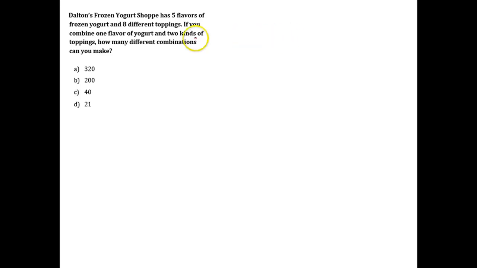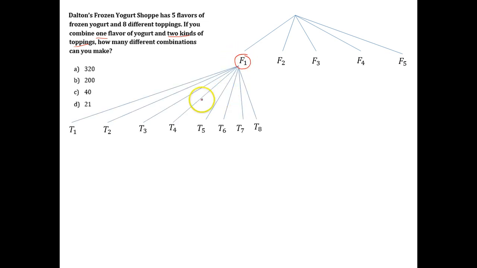So if a yogurt shop has 5 flavors of yogurt and 8 different toppings, and we're going to combine one flavor and 2 toppings, how many different combinations can we make? So here's the representation of the 5 flavors. So there's 5 choices so far. Then for each one of them, let's just talk about this one, I can choose 8 different toppings.